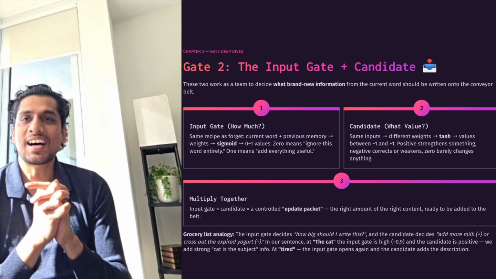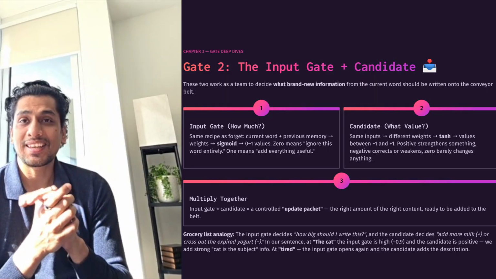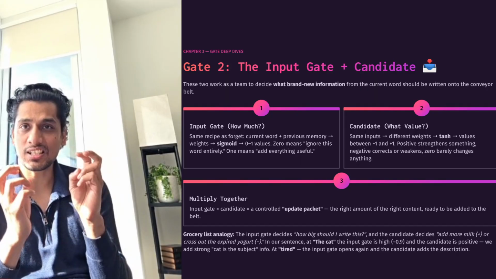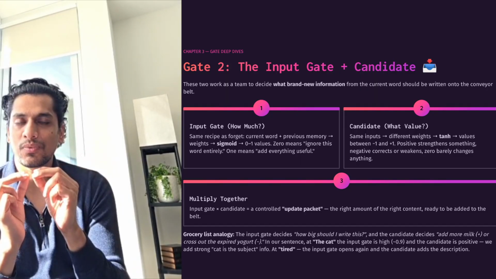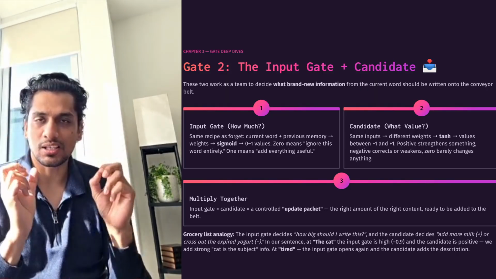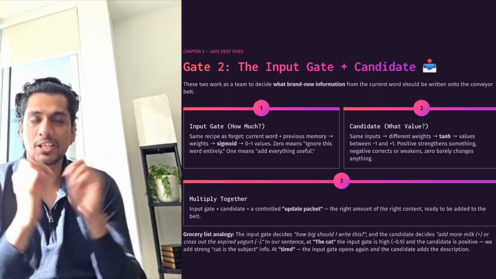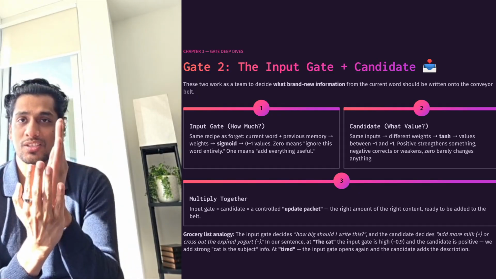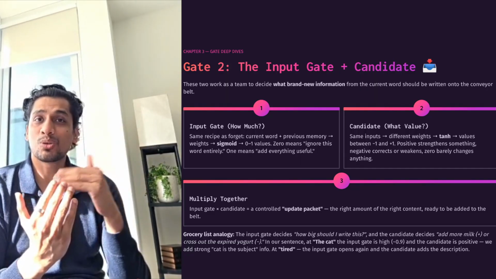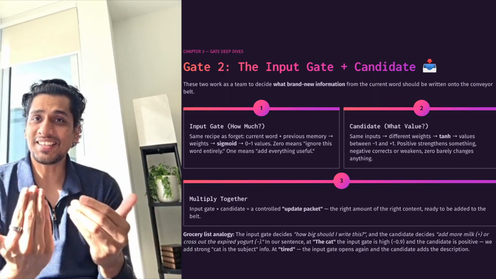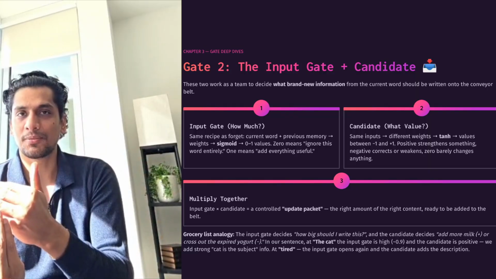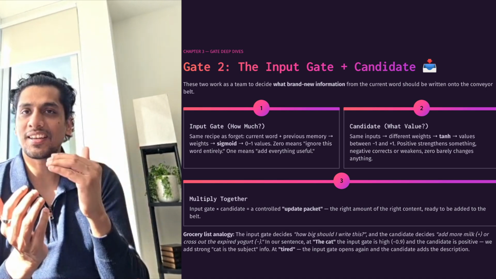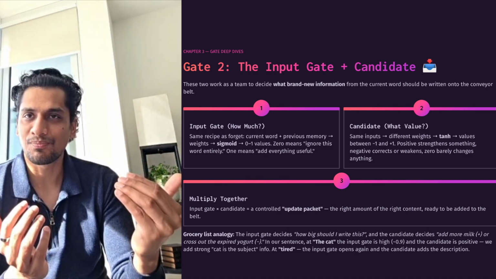Now in our sentence, at "the cat", input gate is high, say 0.9. Candidate is positive, we add strong "cat is the subject" info to this belt. Then when we reach "because it" in the sentence, input gate goes high again because pronouns are important. Candidate helps reinforce the link. At "tired", input gate high, candidate adds the tired description.